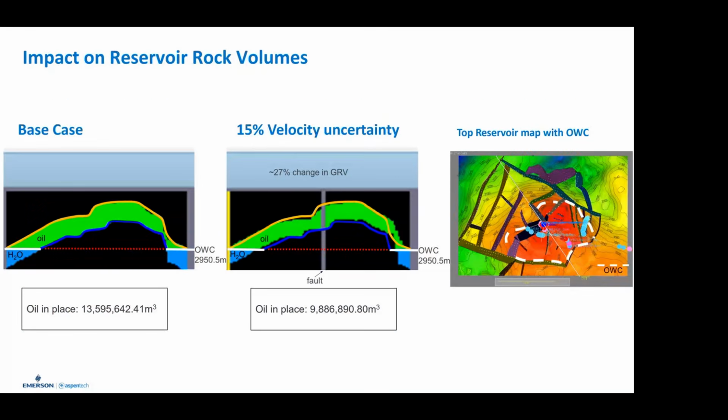As I said, we run those 10 different scenarios in one go. We don't need to run them one by one. And this can lead later on to GRV estimation, based on those results. To start with, the oil in place was estimated at 13 cubic meters. And with a plus 15% velocity uncertainty, this was down to a 27% change. So that was quite dramatic.